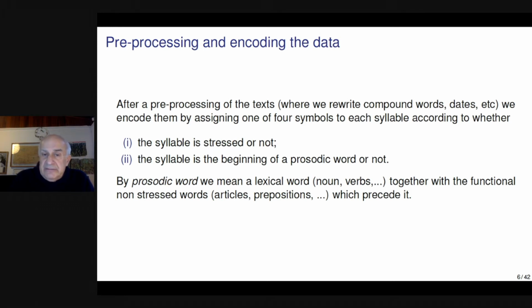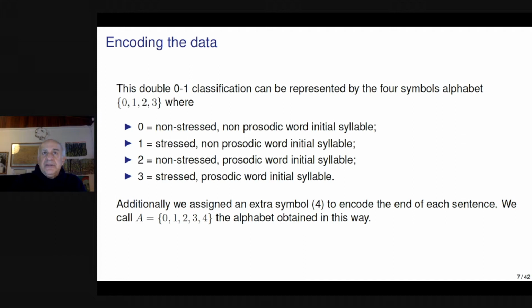So there is a difficult word here, prosodic word. By prosodic word, we mean a lexical word like a noun or a verb, together with the functional non-stressed words like articles and prepositions which precede it. So encoding the data, we have 2 features. Is the syllable stressed or not? Is it the beginning of a prosodic word or not? So we put them together.